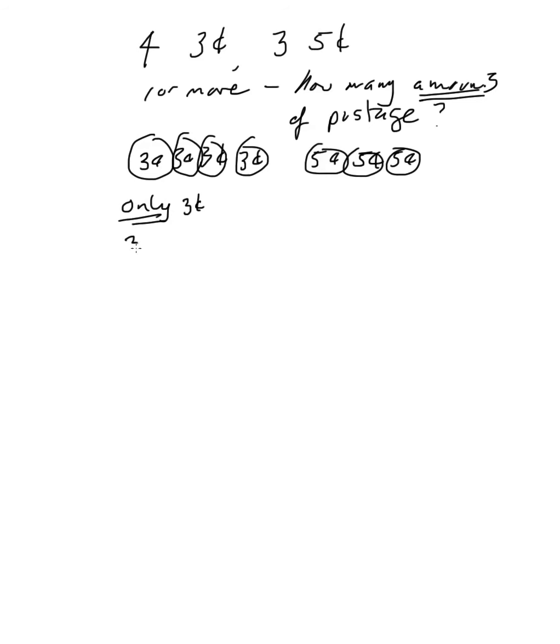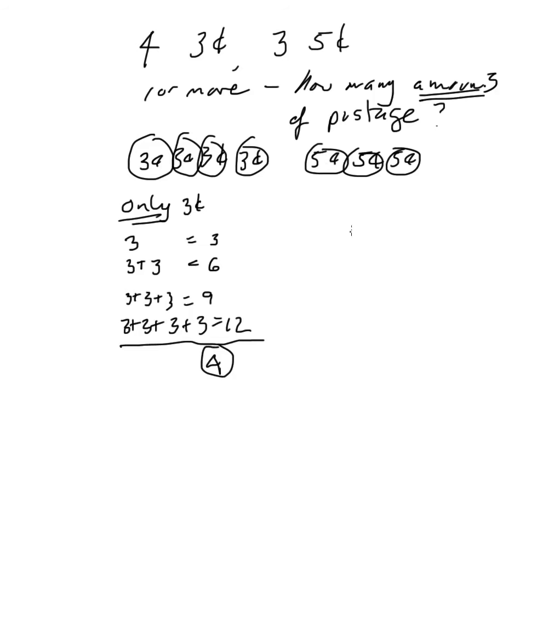Well, with one stamp, you could have 3. With 2 stamps, you could have 3 plus 3, which would be 6. And with 3 stamps, you would have 9. And with 4, you probably already guessed it, you would have 12. Now it's not asking us for what the amounts are, it's just saying how many amounts. So that's 4 amounts. That's not so bad.